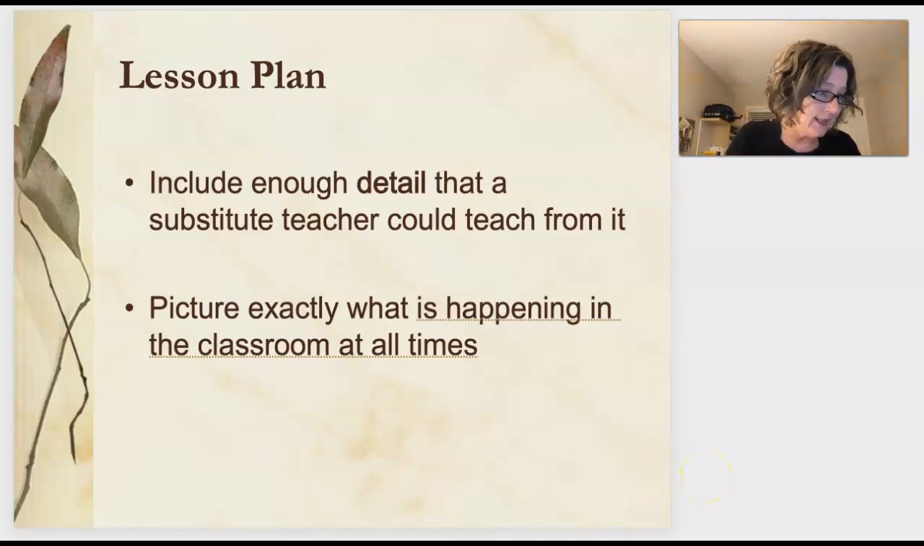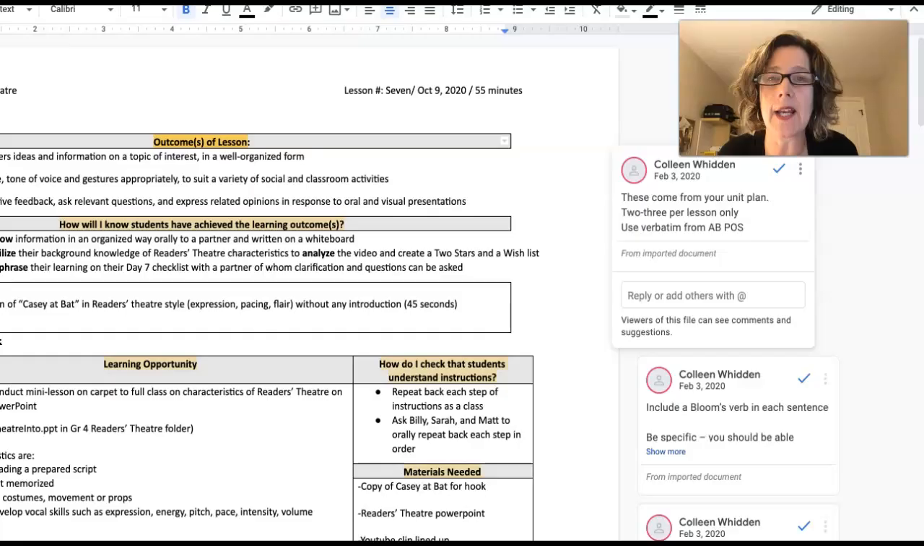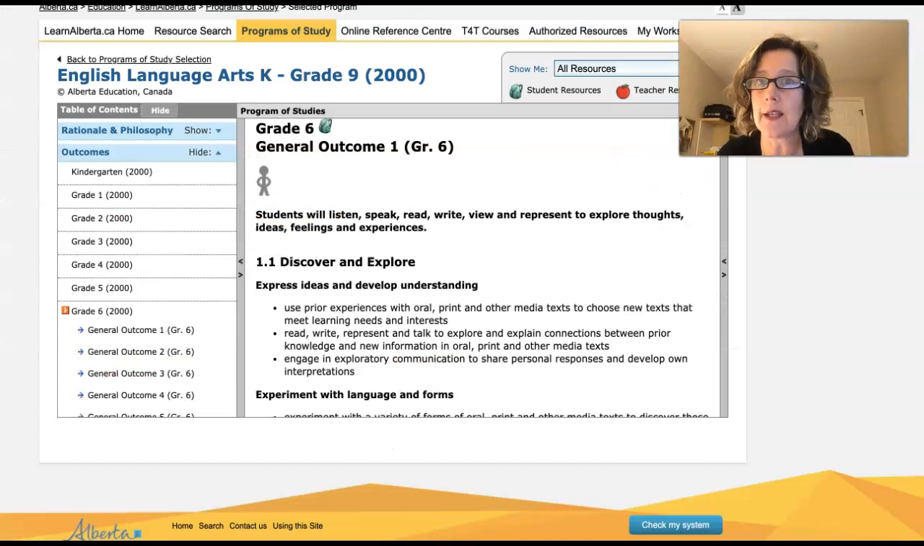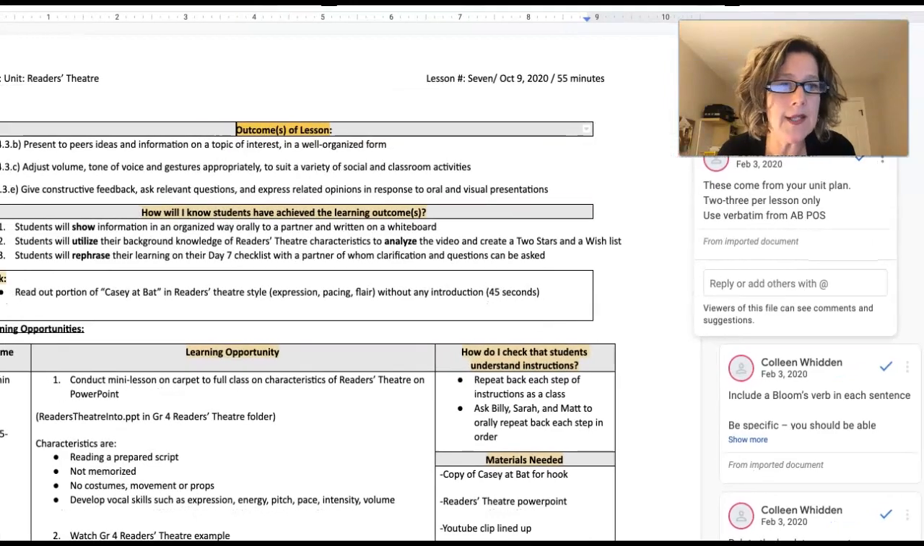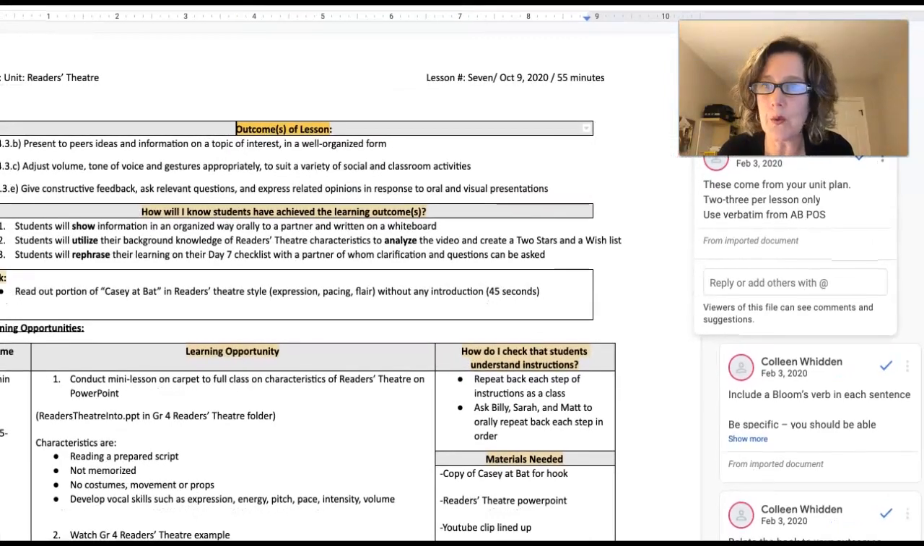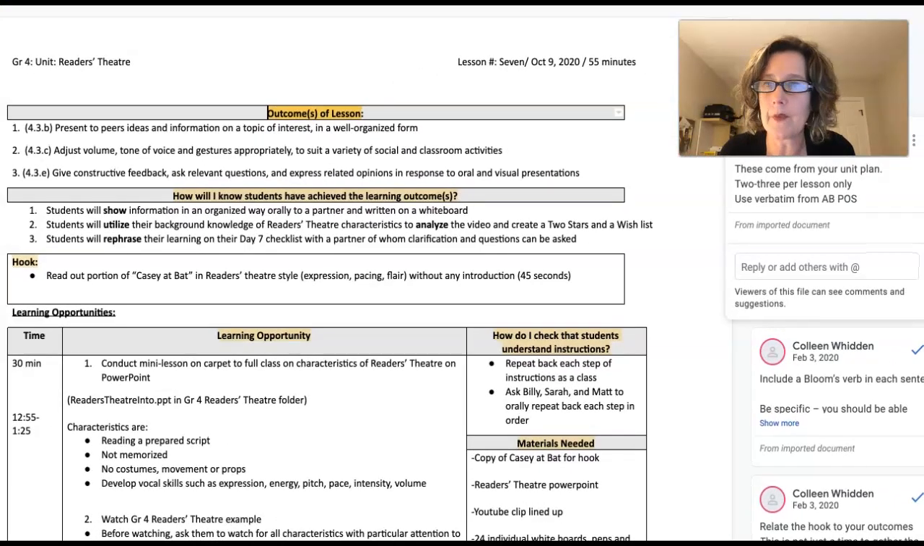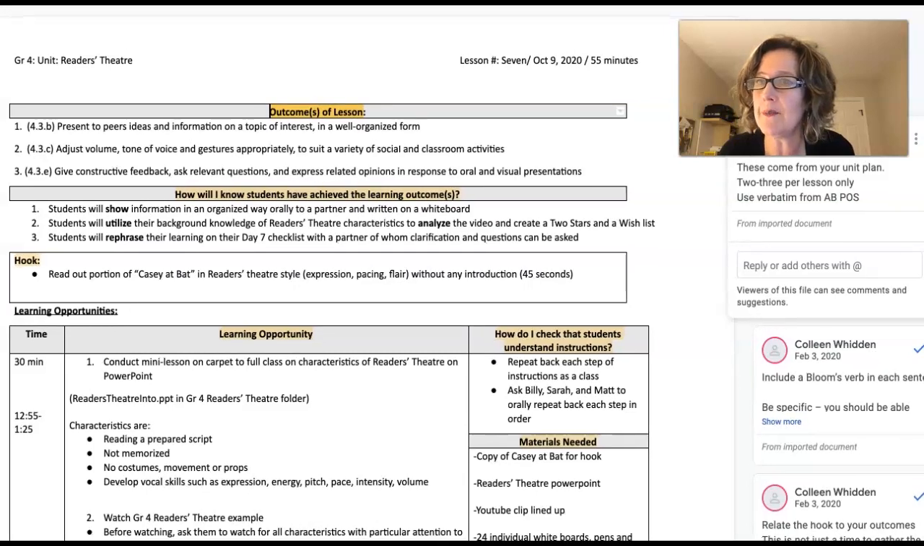Okay, let us now have a little bit of a look at what a unit plan looks like. Okay, I'm going to move this in here. I gave this to you, it's under Lesson Plan Explained. You can also go to the Google Doc. It looks a little bit like this, and I think it's a little bit better for you to go through.